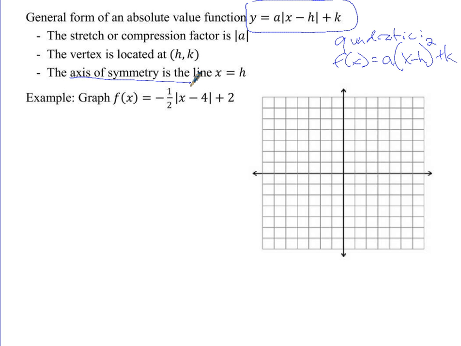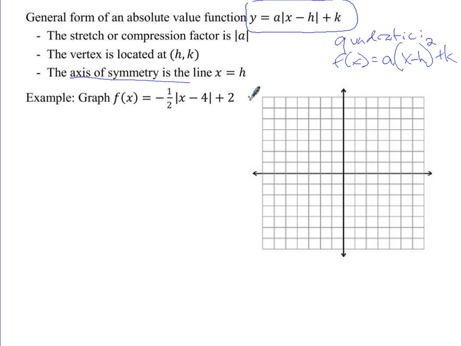So now I've taken it down from finding 7 points to finding about 3 points, maybe even less than that. Way easier if you understand the transformations. So let's graph this ridiculous looking absolute value function without making a table of values.